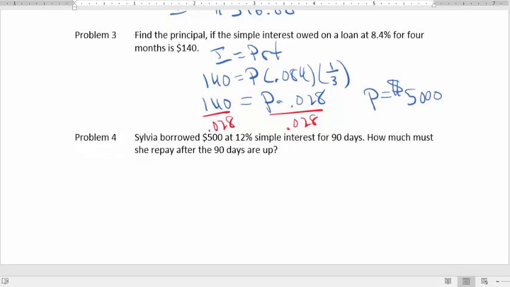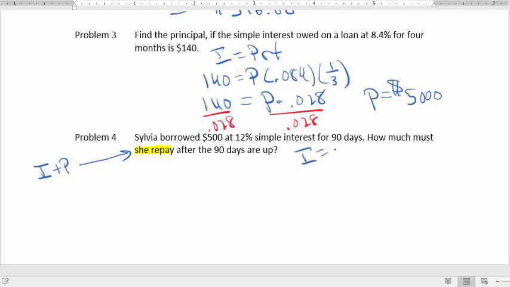The only one that's a little bit trickier is this last one, because what they're asking you in this last one is how much must she repay in total. So when they're asking you how much she must repay, that's going to be the interest plus the principal. That's what we called the maturity value earlier, right? So that's the maturity value. So you're going to add the interest to the principal.